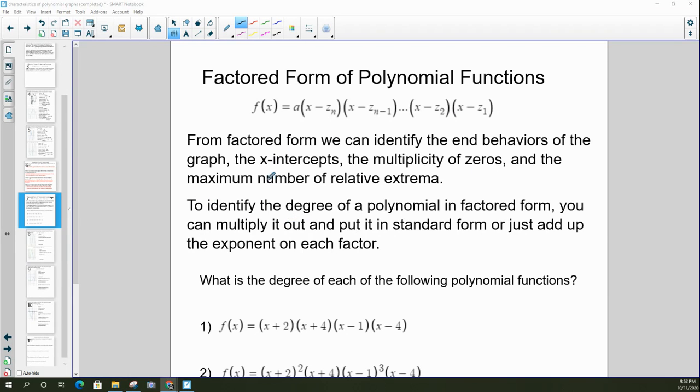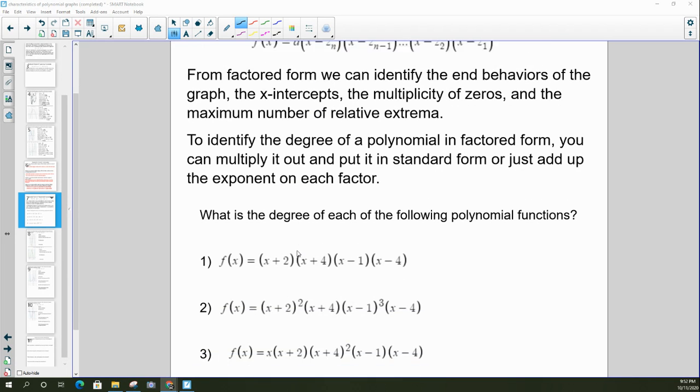So how do I identify the degree? It's very simple. To identify the degree of a polynomial in factored form, you can either multiply it out and put it in standard form, which is not that simple, especially if there's a lot of factors, or here's a simple technique: you just add up the exponent of each factor. Some factors may have an exponent. So if there were 10 factors, all with an exponent of 1, you have a degree of 10. I got some examples of that right here.